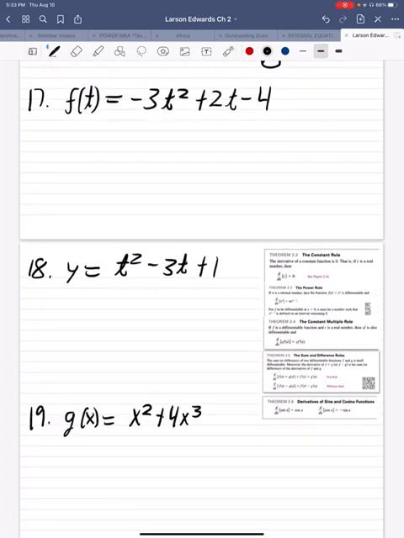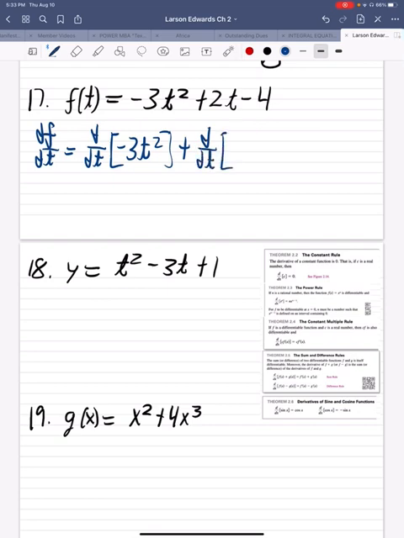Here we have f of t, which uses both the sum and the difference rules. This one actually has a lot of different rules in it. So, df dt is equal to d dt of negative 3t squared plus d dt of 2t minus, because it's minus 4, minus d dt of 4.